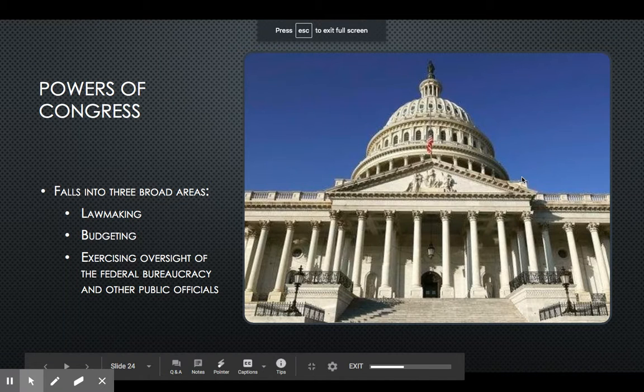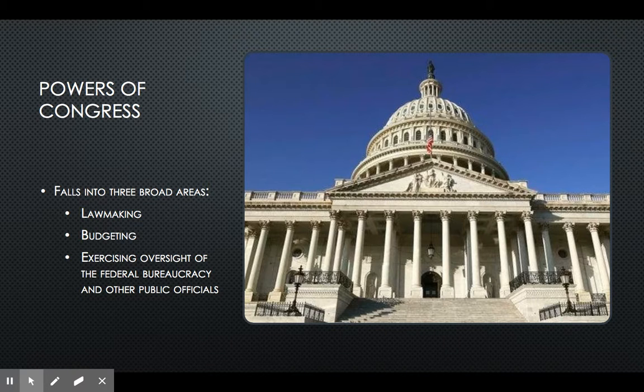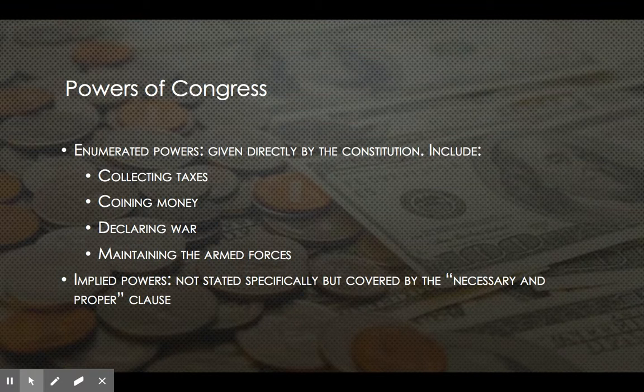So in this lesson, we are going to talk about the powers of Congress. And these powers are going to fall into three broad areas. Congress has lawmaking powers, budgeting powers, and then exercising oversight of the federal bureaucracy and other public officials. So that's the way they are able to check other branches of the government.